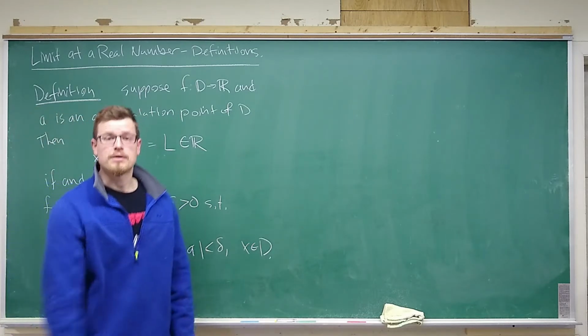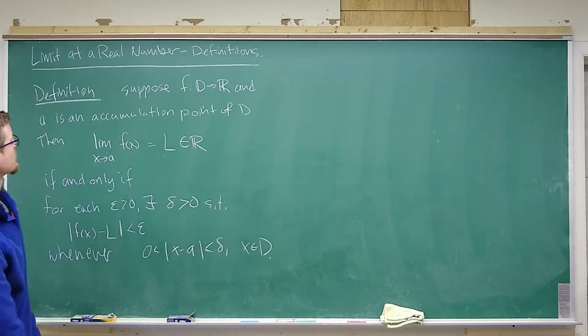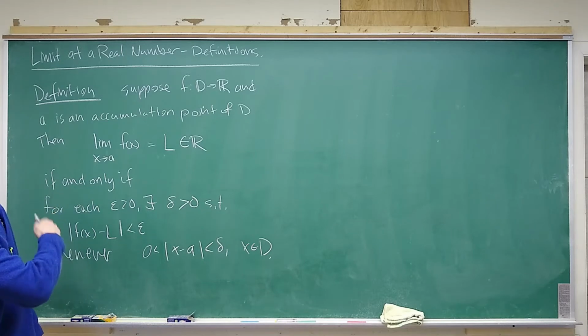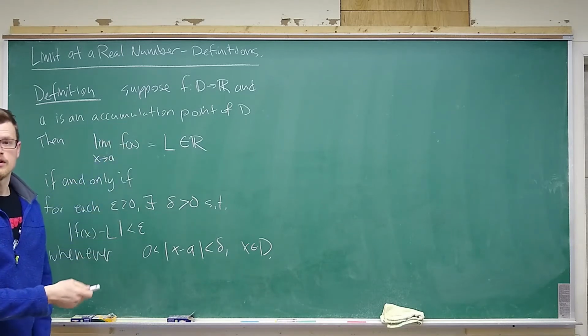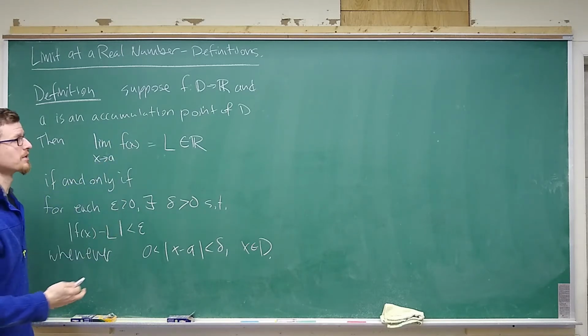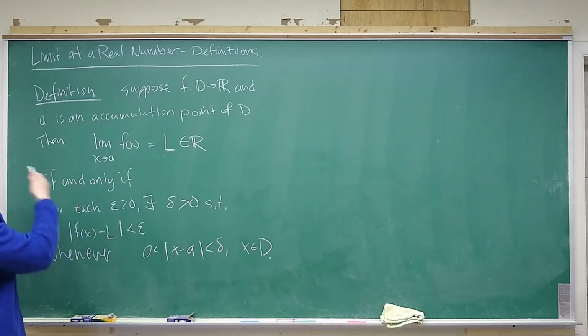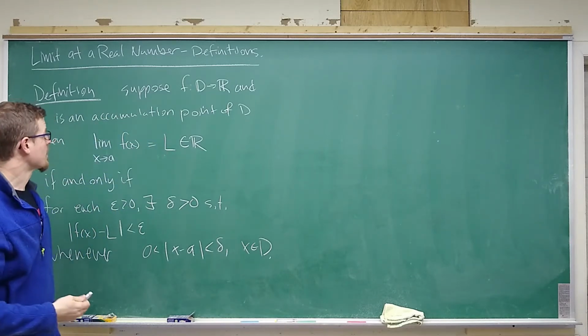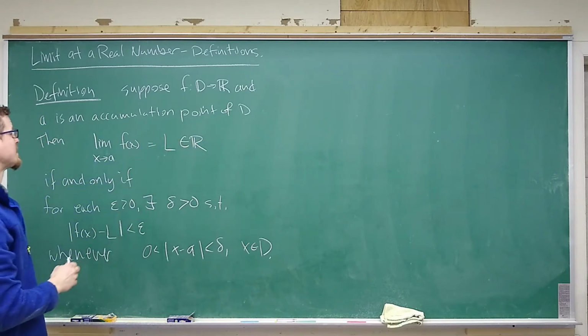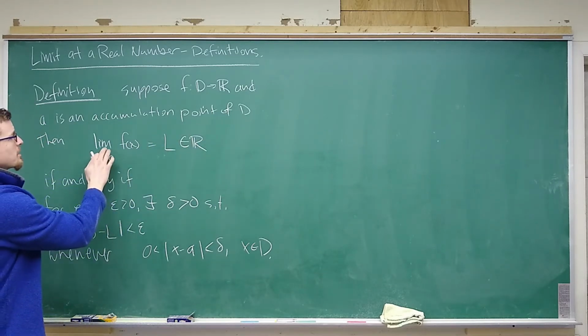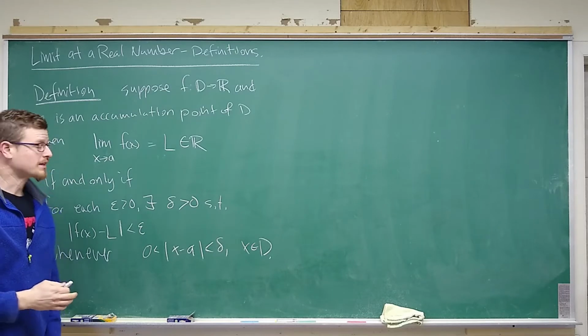Alright, hopefully that wasn't too bad for you guys, me zooming through that. So the definition is, suppose there's some function from some domain, a subset of the real numbers, some function from D to R, and that A is an accumulation point of the domain D. We need it to be an accumulation point in order to take the limit there.